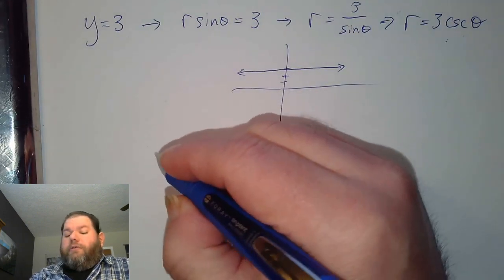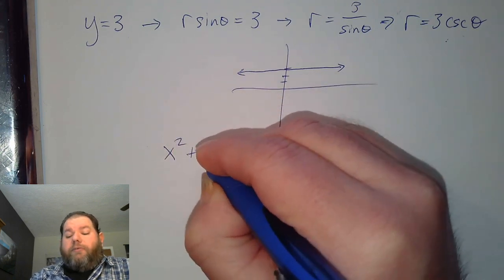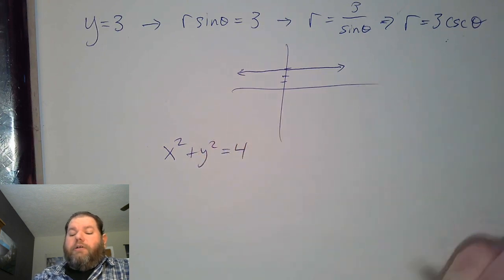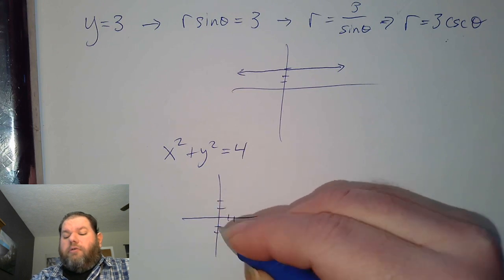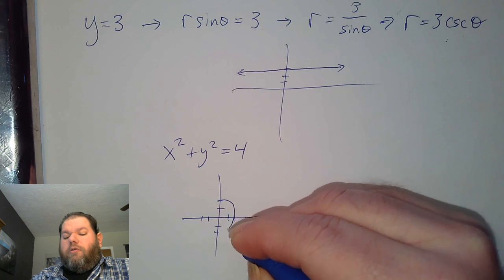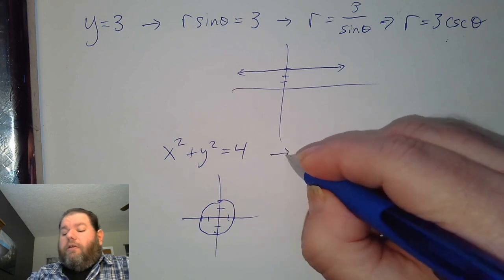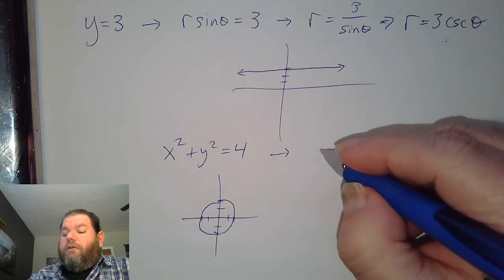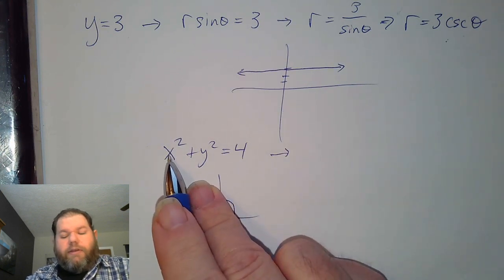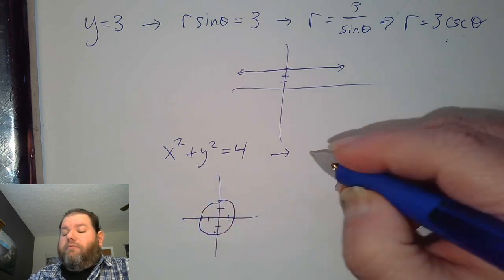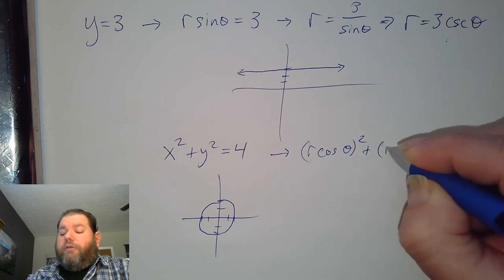Now, if we wanted to graph a circle like x squared plus y squared is equal to 4, that's the equation of a circle with radius 2. Close enough to a circle. Now, there's a shortcut we can use here, because we know x is r cosine theta and y is r sine theta. So we could do it that way.